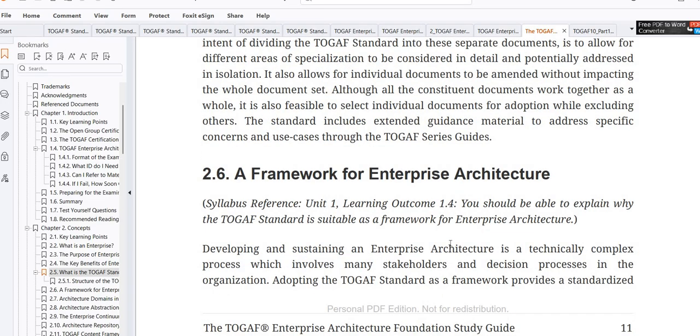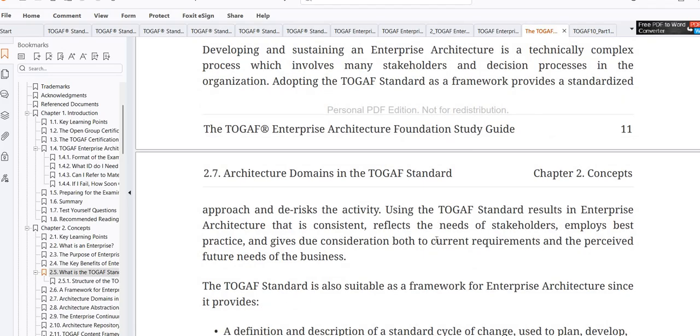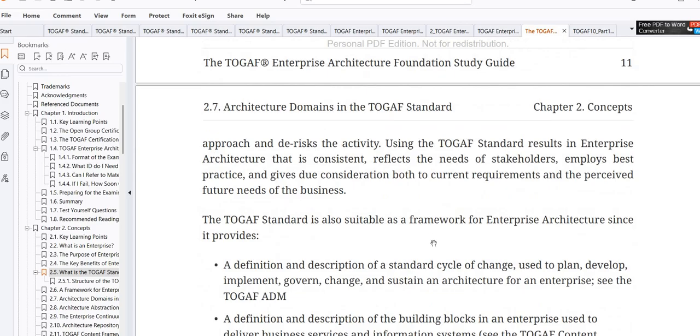You have to understand the framework from the enterprise architecture point of view. It is about developing and sustaining the enterprise framework, and progressing how the many stakeholders and decision processes adopt the standard framework. We can see the approach for how you can use the standard from the enterprise architecture point of view. This is the main important thing you need to understand here.